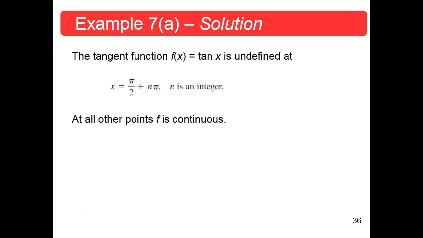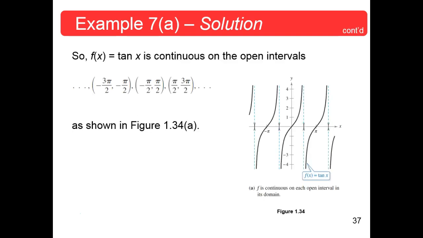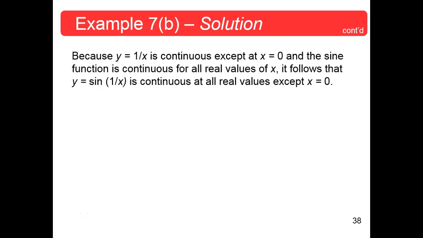The tangent function is undefined at all your half pi's, so pi halves plus n pi. All other points is continuous. That's what we said. So this is the graph of it, okay? So it's continuous everywhere except at the half pi's, and at the half pi's it's never continuous, ever. One's going to positive infinity, one's going to negative, okay? So it's continuous everywhere it's defined, just not defined there.